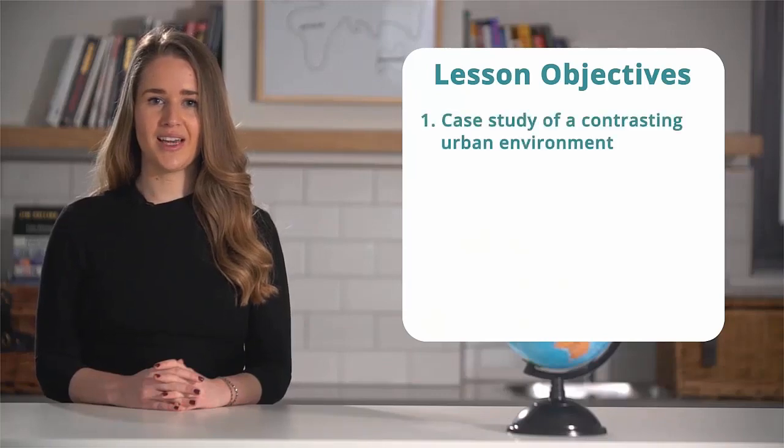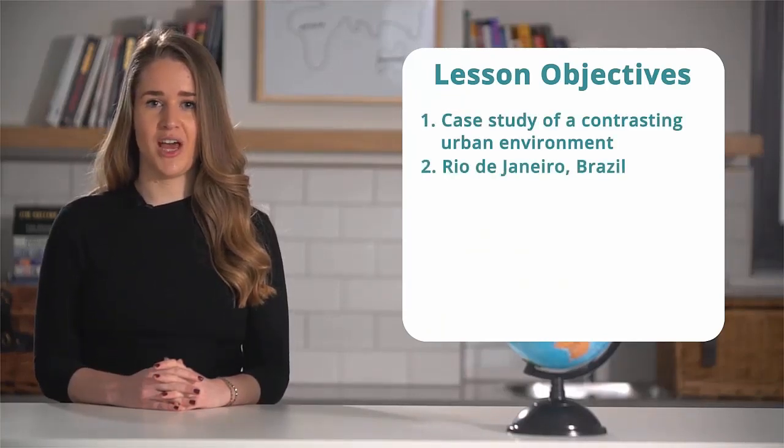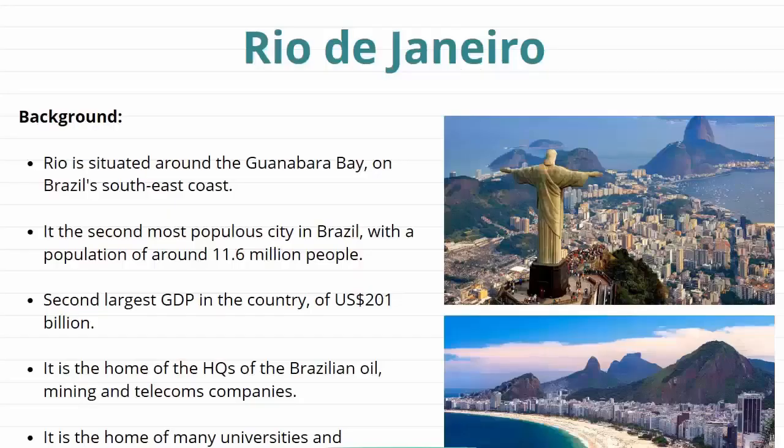Hi guys! In this video, we will be learning a case study for a contrasting urban environment, which will be Rio de Janeiro. So Rio de Janeiro is a city in Brazil, otherwise more commonly known as Rio, and Rio is situated on the Guanabara Bay on Brazil's southeast coast.